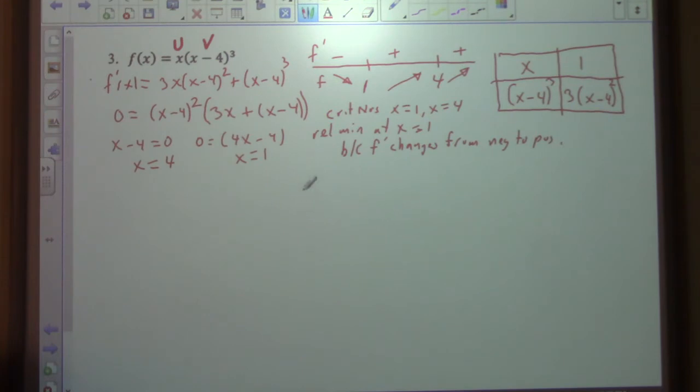And then they're asking, what is that value? Well, if we plug in for 1, so f of 1 is equal to 1 times (1 minus 4) cubed. What's 1 minus 4? Negative 3, right? So we have negative 3 cubed, which is going to be negative 27. So negative 27 is our relative minimum where x equals 1.